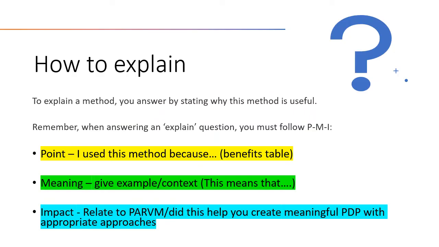The next command word we're going to go back over is explain. To explain a method, you answer by stating why this method is useful. When you're answering an explain question, you need to remember you always follow PMI, so point, meaning, impact. For a method, it would start by saying, I use this method because, and you're going to refer to the benefits table. Your meaning would then be given an example or a wee bit of context, so this means that. And your impact, you should relate this to PARVM, or if it helps you create a meaningful PDP with appropriate approaches.